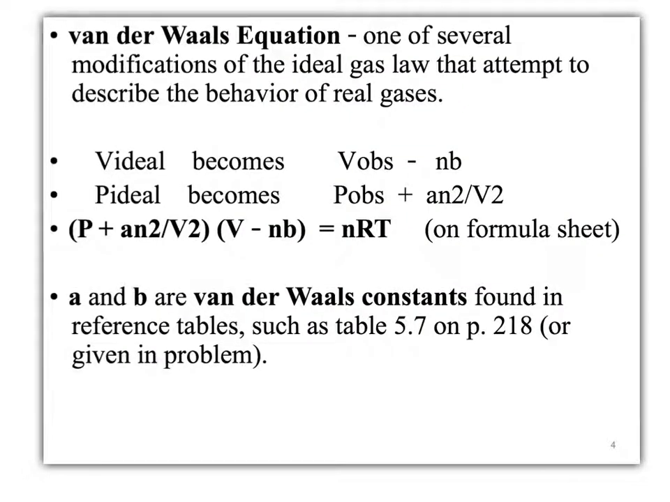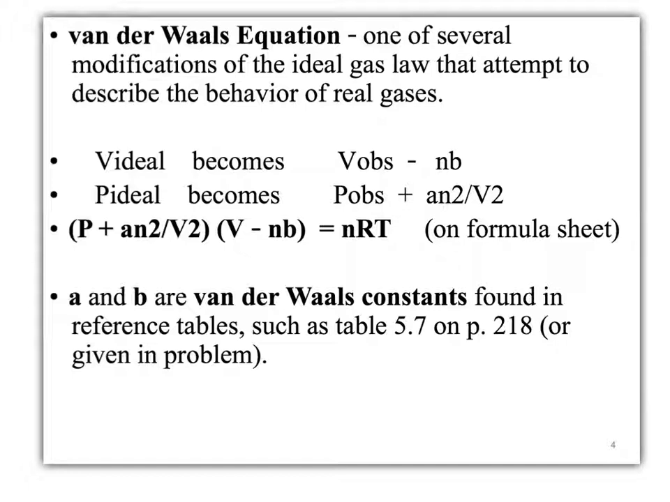So the van der Waals equation is just one of several modifications to the ideal gas law that tries to describe the behavior of real gases. So V ideal becomes V observed minus n times b, and b is that constant we talked about in the previous slide. P ideal becomes P observed plus a times n squared over V squared. And so we can plug this in to get P plus a times n squared over V squared, times V minus nb, equals nRT. It looks very similar to the one on the previous page. Now, if you need this, this will be on the formula sheet for the AP exam.